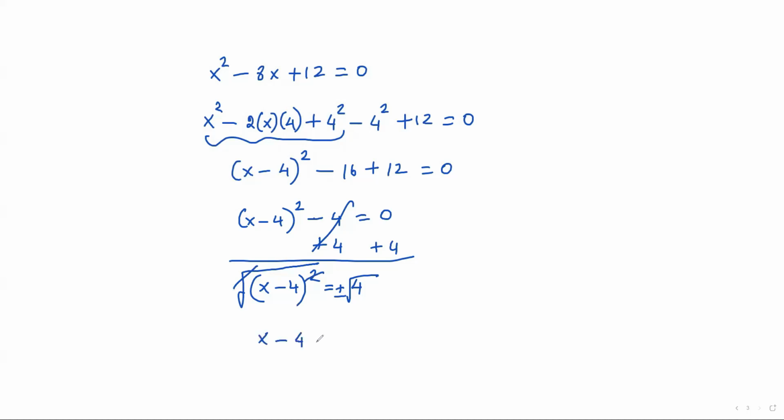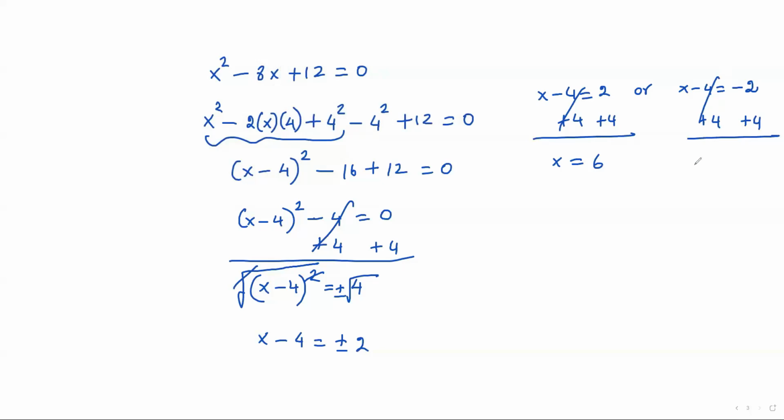I get x minus 4 equals positive or negative. We know that the square root of 4 is just 2. So I get x minus 4 equals 2 or x minus 4 is equal to negative 2. Now I can add 4 to both sides to solve for x. So I get x is equal to positive 6. And I'm adding 4 to both sides in the second equation. I'm getting x is equal to negative 2 plus 4, which becomes just positive 2. So I get two values for x, 6 and 2.